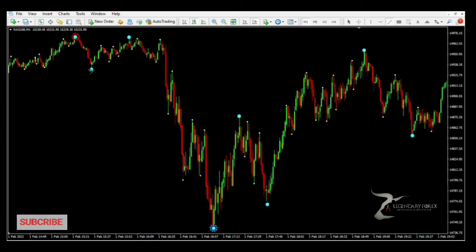So these two blue dots: if it's a sell, you focus on the dot above. If it's a buy, you focus on the dot below, because that actually tells you the turning points where it should turn and push up. If it's a sell, it tells you the turning points where it should turn and push down.